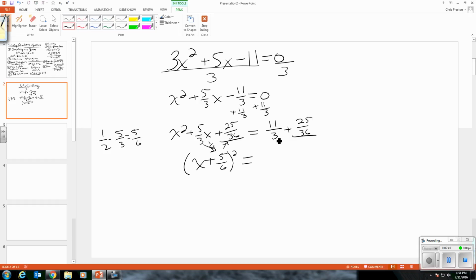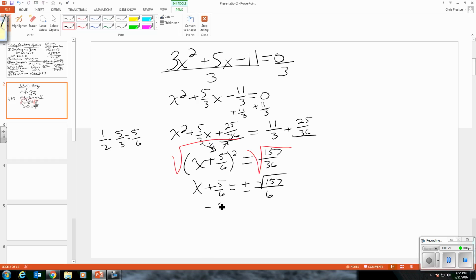So just cleaning up the other side, 11 thirds plus 25/36 is going to give me 157 over 36. And now my square is complete. I'm going to square root both sides. X plus 5/6 equals plus or minus, that's 6, square root of 157. Does that break down? Nope. So square root of 157.